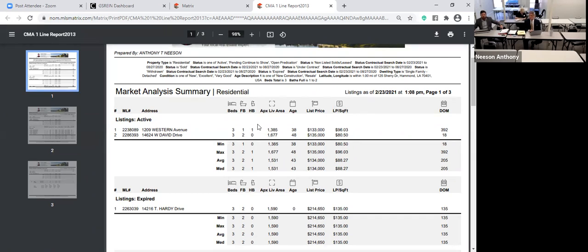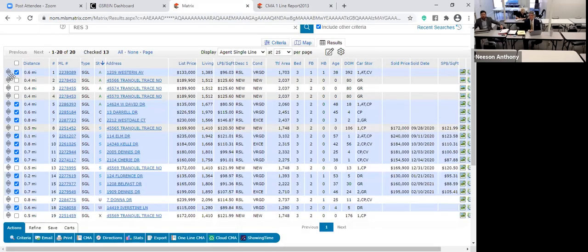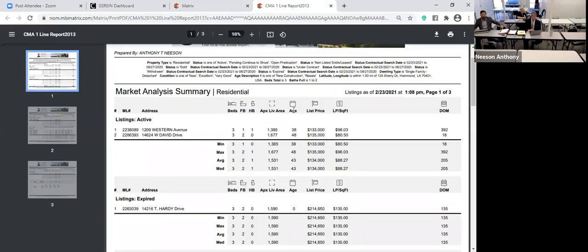How'd you get that 1-line CMA? Once you've selected all that you want, I hit 1-line CMA. Oh, right there. Okay. Yep. Got it. Thank you. You're welcome.